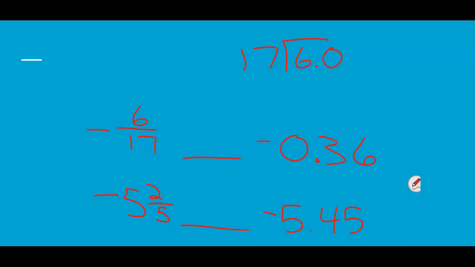17 goes into 60 3 times, and we get 51. Left with 9, bring another 0 down. 17 goes into 90 5 times, which is 85. Can I stop here? Yes, I can stop here. Decimal point goes up. So what I'm really comparing now is negative 0 and 35/100 compared to negative 0 and 36/100.